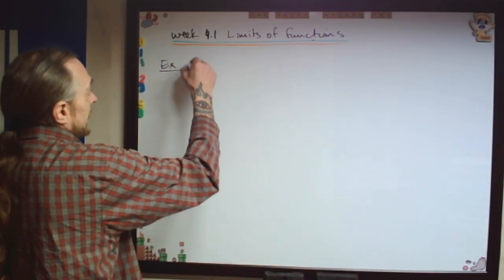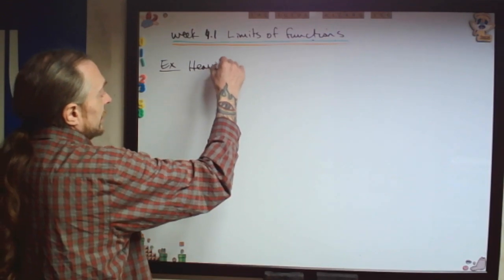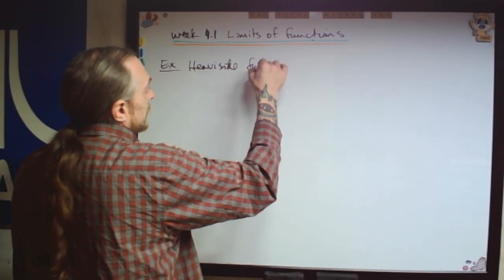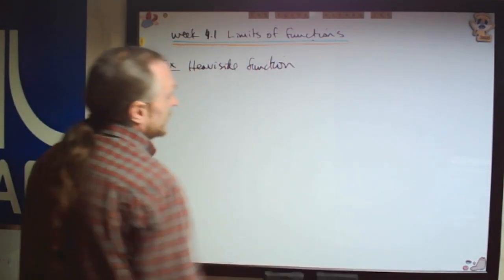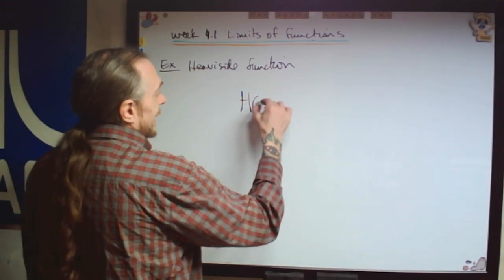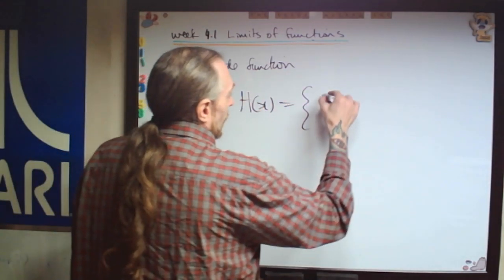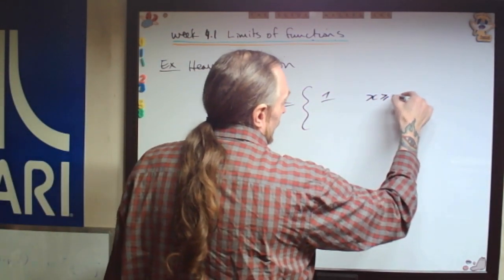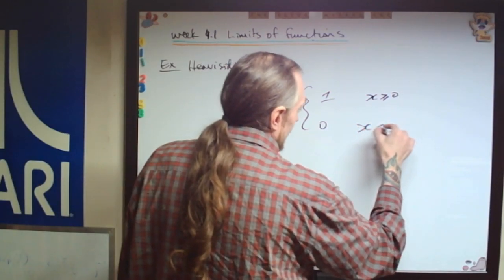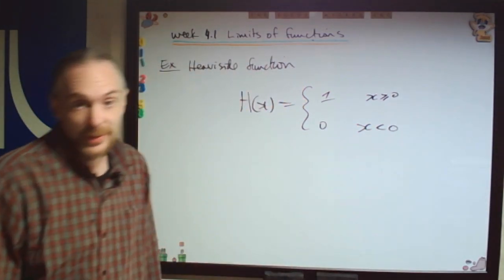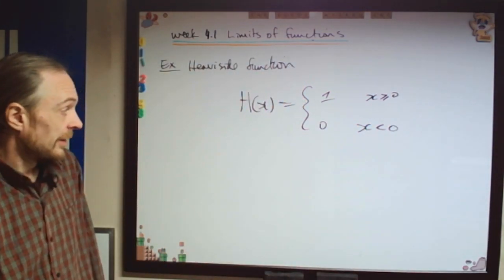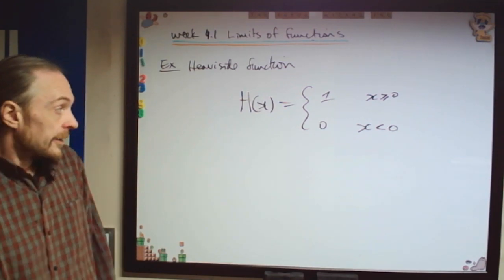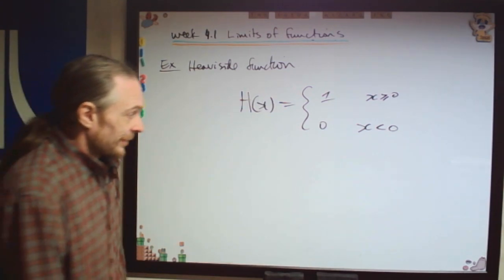For example, the Heaviside function is another piecewise function using electric circuits. We're going to define h of x to be 1 if x is greater than or equal to 0, and 0 if x is strictly less than 0. So it's a piecewise function similar to absolute value, but it's just on and off. What's the limit at 0?